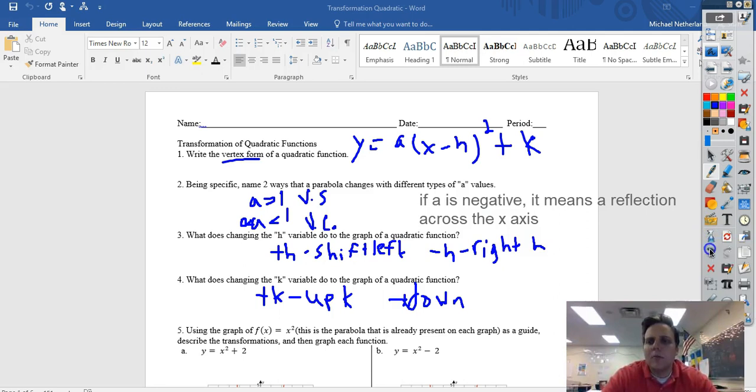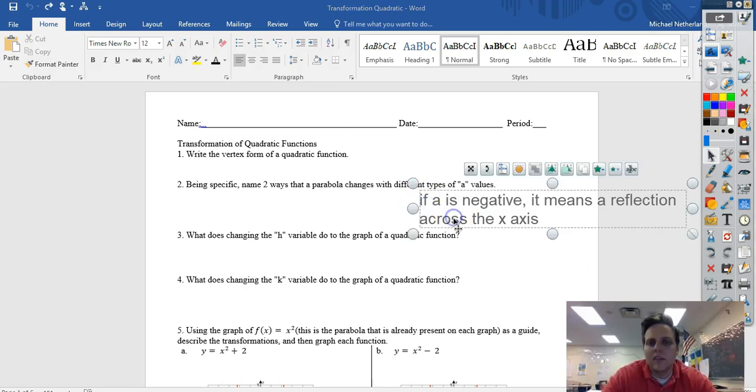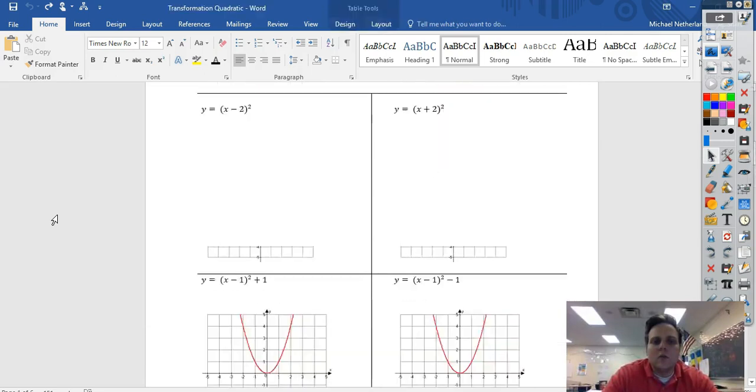So let's go on to problem number 5 here. All right, problem number 5, using the graph. I tried to give you a little bit of help here. Let me get rid of this. For some reason, it's not letting me select on this. There we go. Okay.